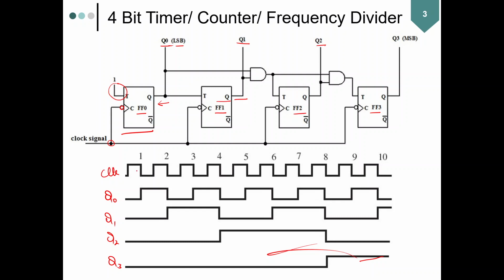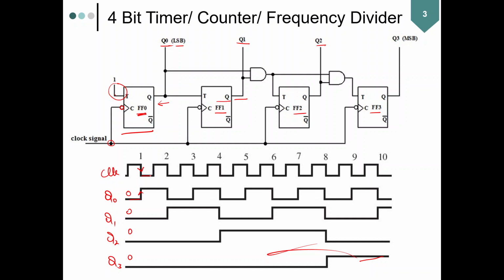At the first negative clock edge, flip-flop 0 samples its input and finds that its input is equal to 1. As a result, it toggles its output from 0 to 1. The assumption is that initially all the flip-flops are at 0, so it goes from 0 to 1.